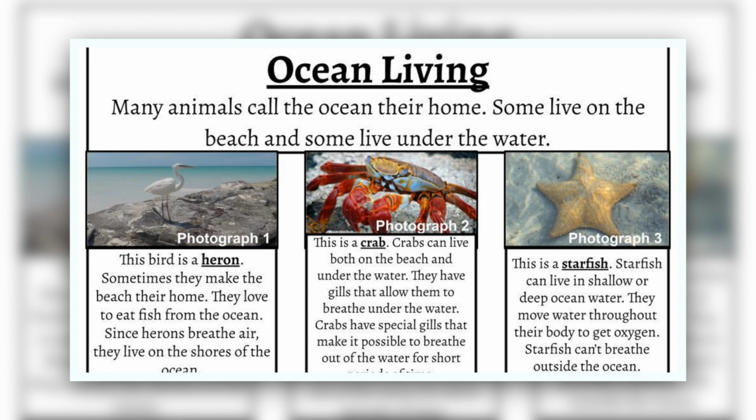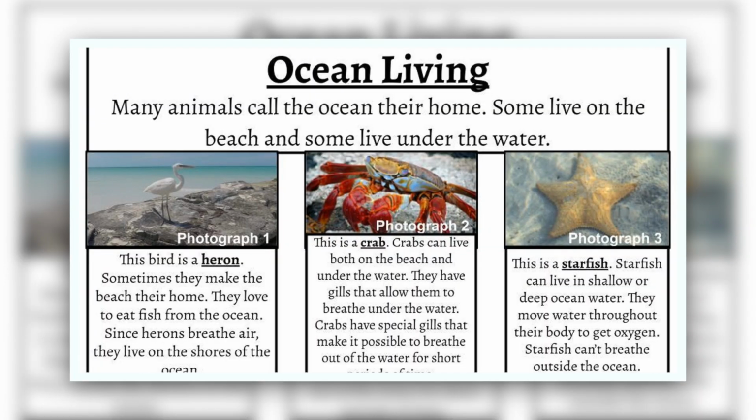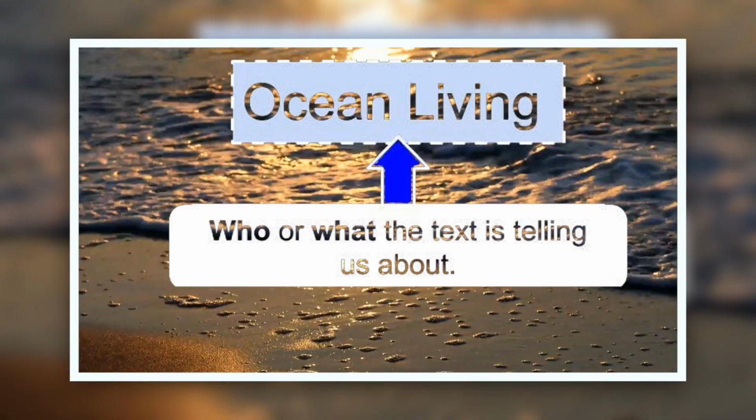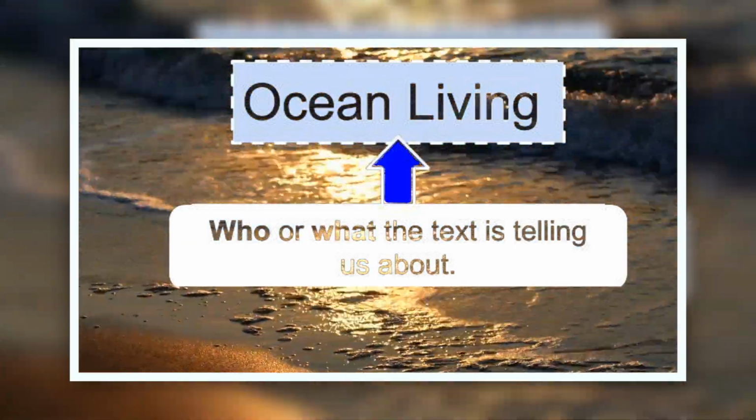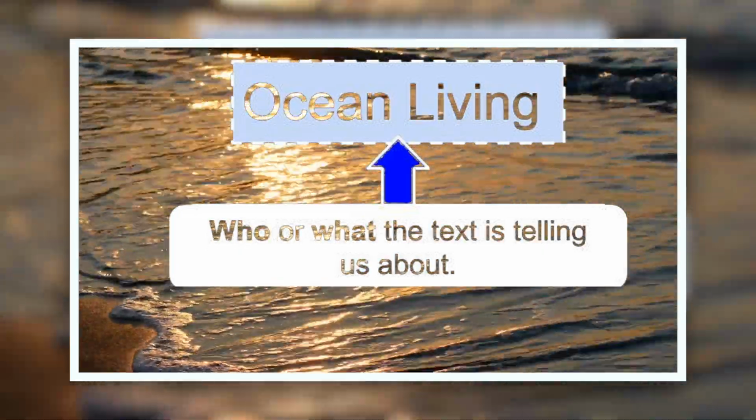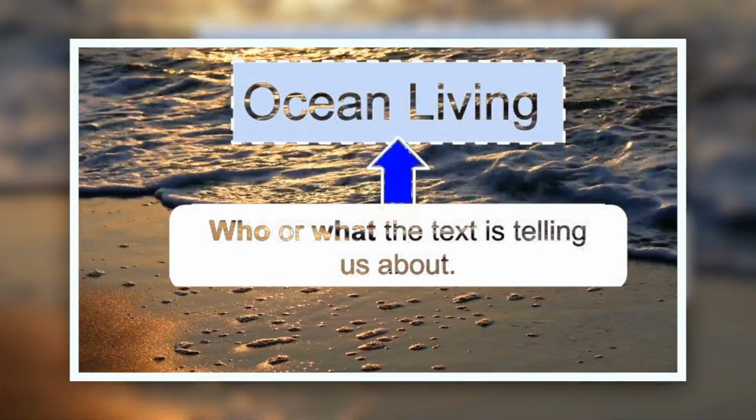Now we're ready to practice finding the author's point. In order to do that, let's try to figure out the main topic of this text. If we look a little closer at this text, the author has written something in each one of these captions about how these animals live near or in the ocean. If we're looking for the main topic, we know that that is the who or the what the text is about. So our main topic in this text is ocean living.